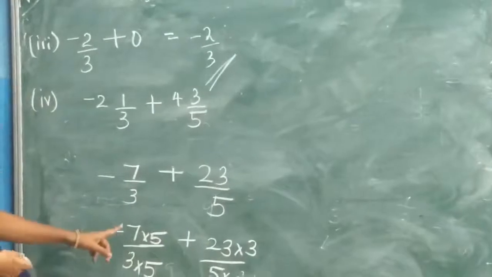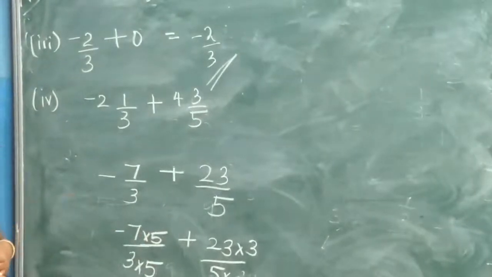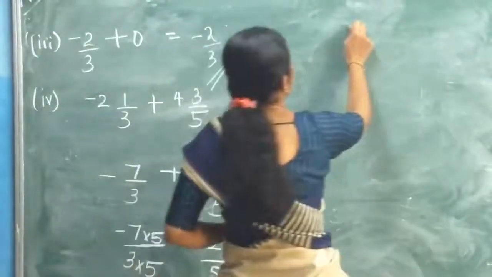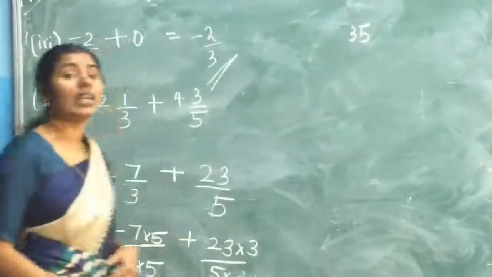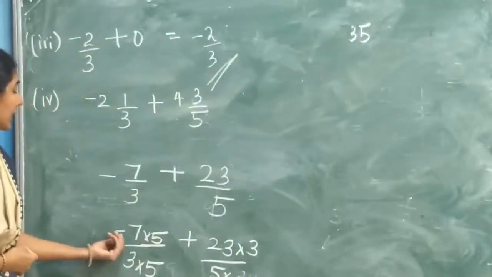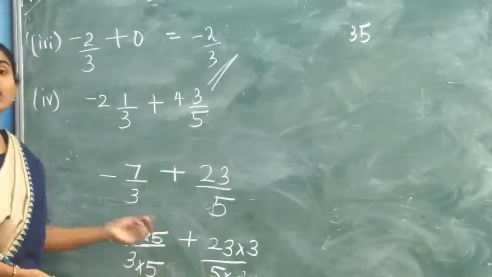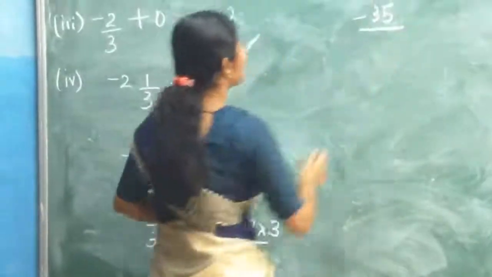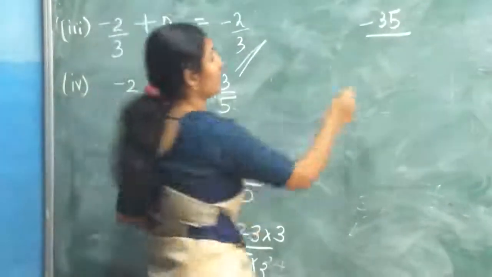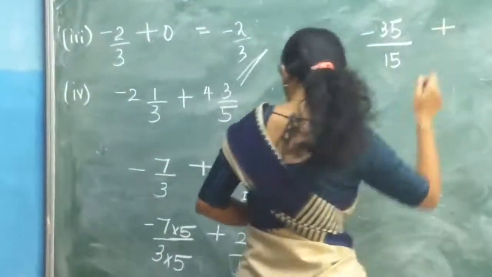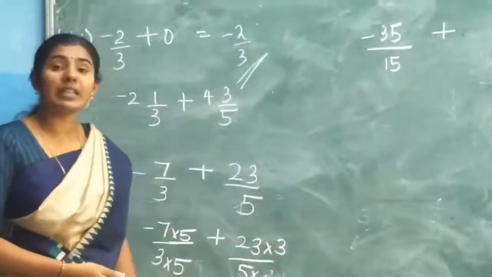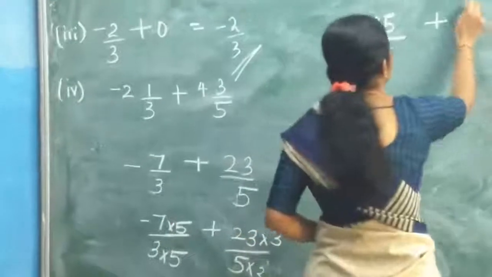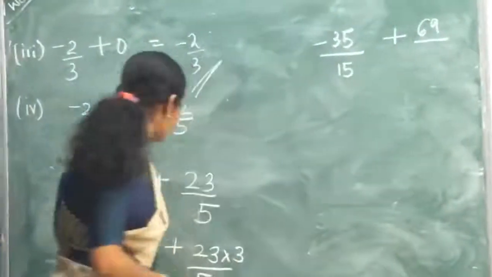What is that? Minus 7 multiplied by 5. 7 when you multiply by 5 is 35. And which sign should you give? One is a negative number and another is a positive number, so the answer you should give the negative sign. Divided by 3 5s are 15. Plus, what is 23 multiplied by 3? Multiply these two numbers, what will you get? 69. Divided by 5 3s are 15.